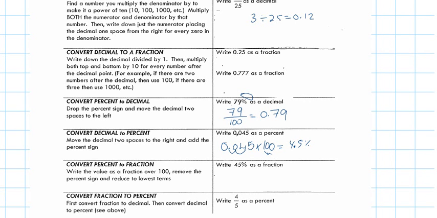Same with this. Your decimal is right here. You're moving it 2 units to the left, because you're dividing by 100, and 100 has 2 zeros.